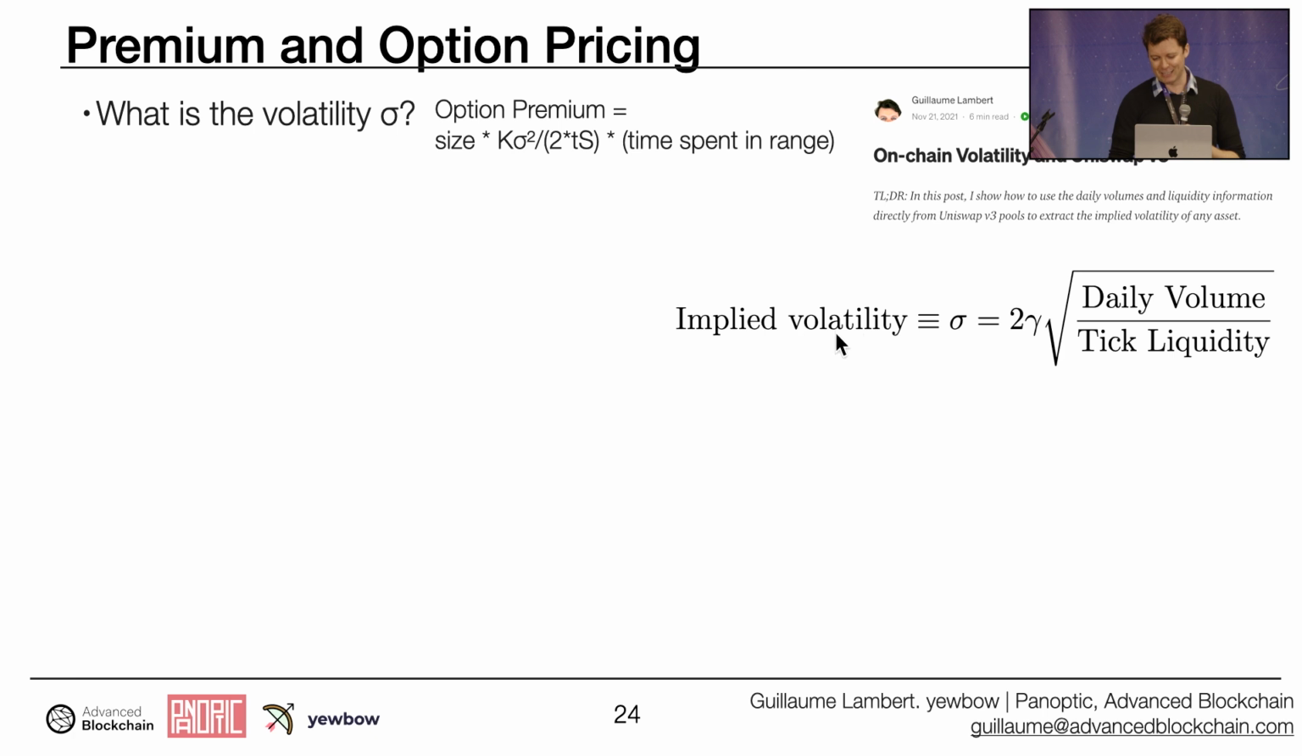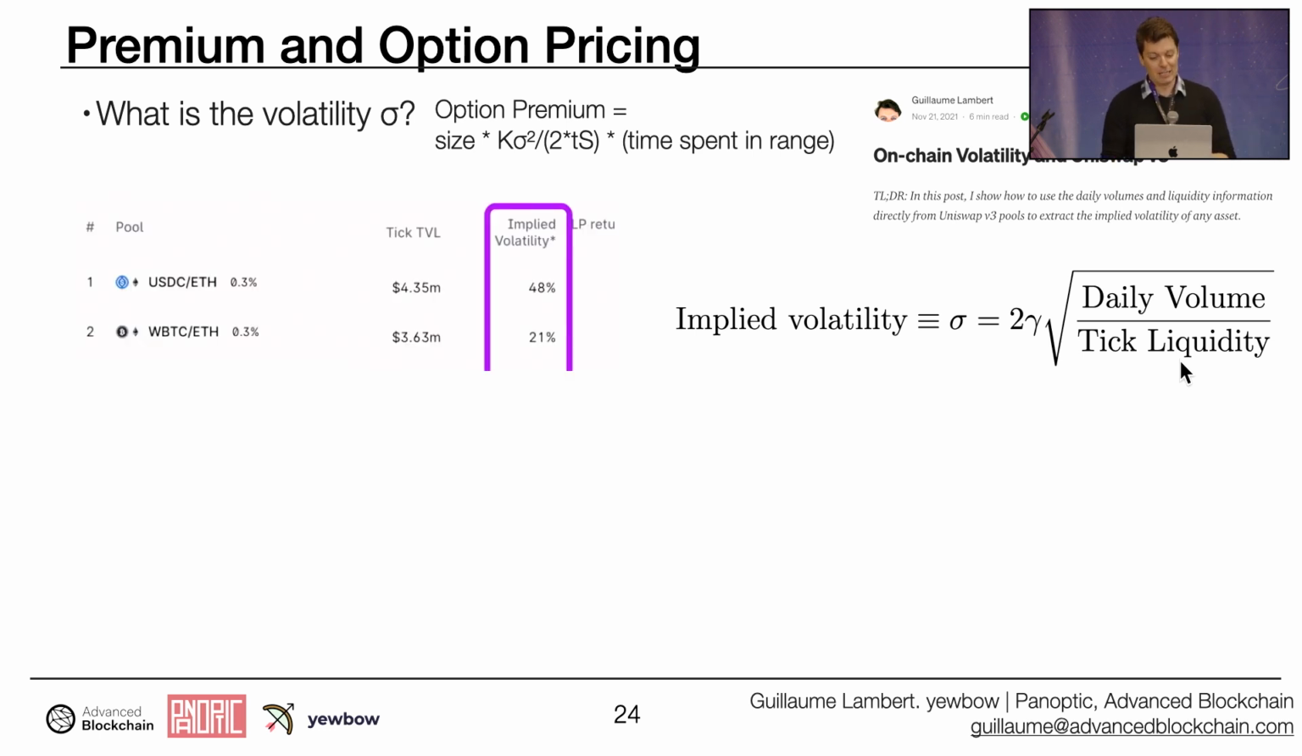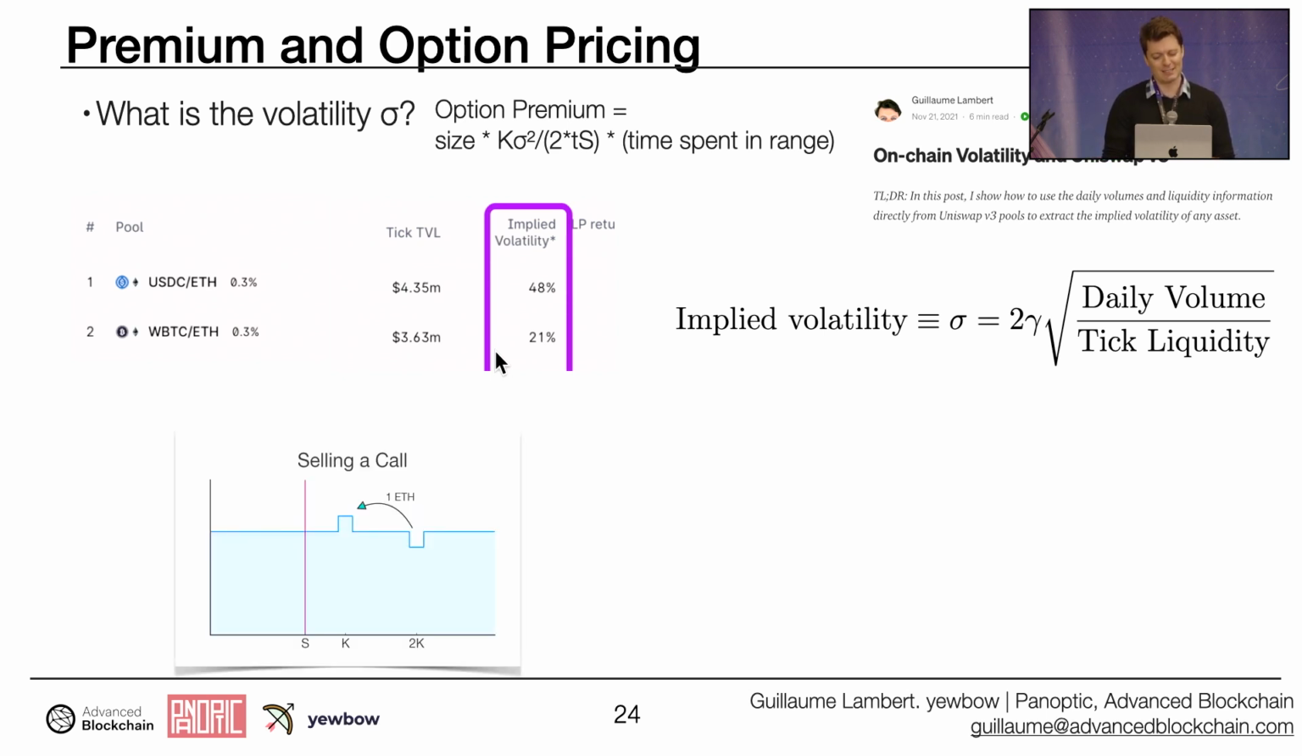In one of my posts, I do derive on-chain measures of volatility. It depends on the daily volume and the tick liquidity, the liquidity at the currently traded tick. If you do this for most assets, for instance, ETH USDC, the IV is 48%. BTC ETH is 21%. So here, what happens is that the IVs are fairly low. If you go on Deribit or centralized exchanges, the IV would be 100% sometimes. Here, it's very low.